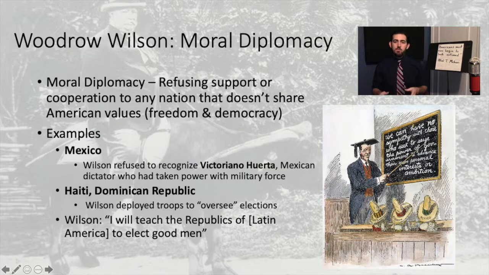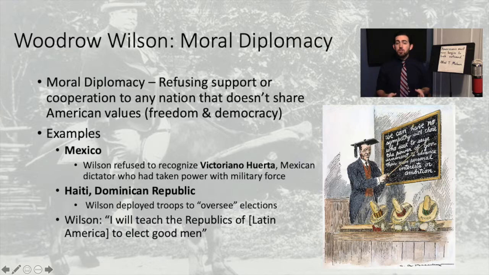Taft served a single term in office and was replaced by Woodrow Wilson, who shifted America's strategy towards what he called moral diplomacy. Moral diplomacy relied on influencing foreign nations to conform to American ideals like freedom and democracy. Wilson denied U.S. support to any nation who violated these ideals. Wilson thus believed that it was his duty to use American power to spread democracy around the world, sometimes aggressively.